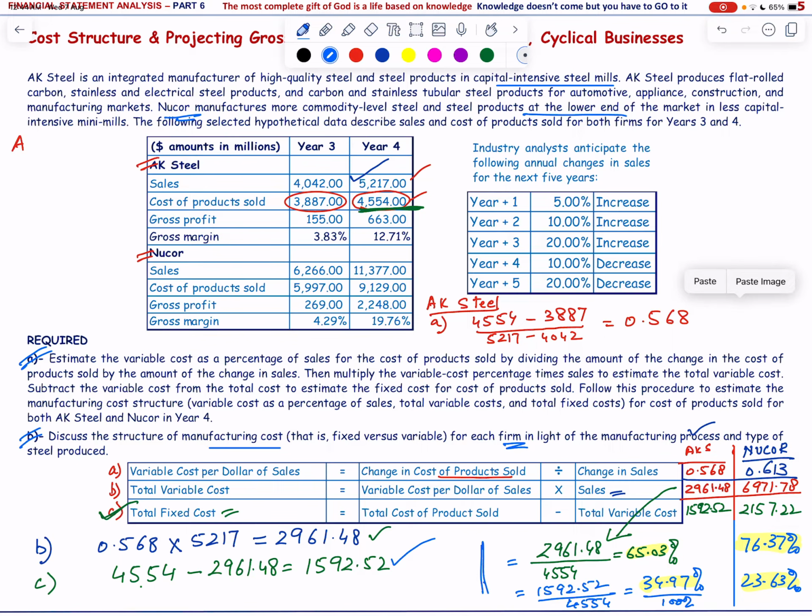Now the higher selling price contributes to a greater gross margin, which is the difference between, you can see over here, sales minus the cost of goods sold. So due to these factors, the higher fixed cost and the premium pricing strategy, AK Steel experiences a low variable cost as a percentage of sales. You can see over here a low percentage as compared to Nucor.